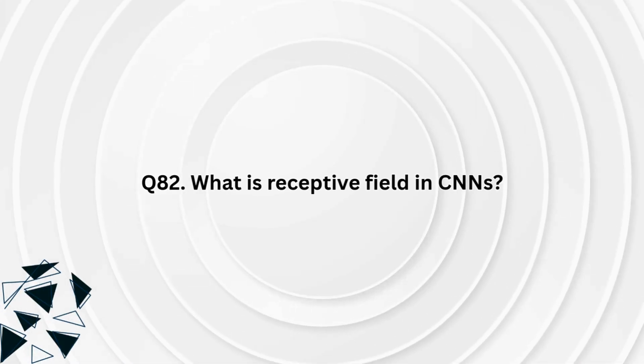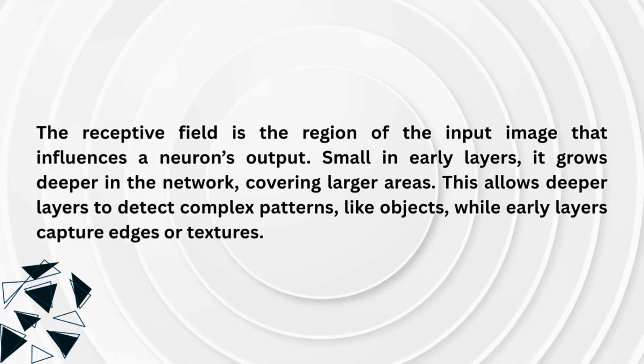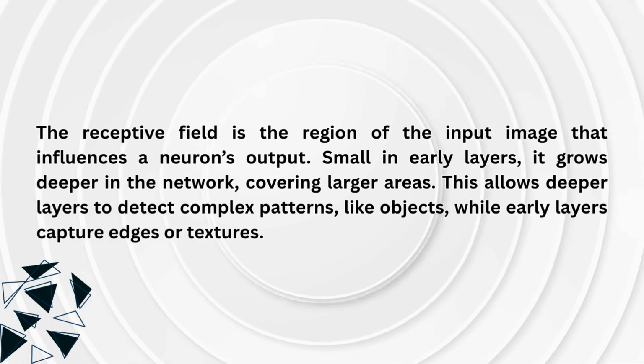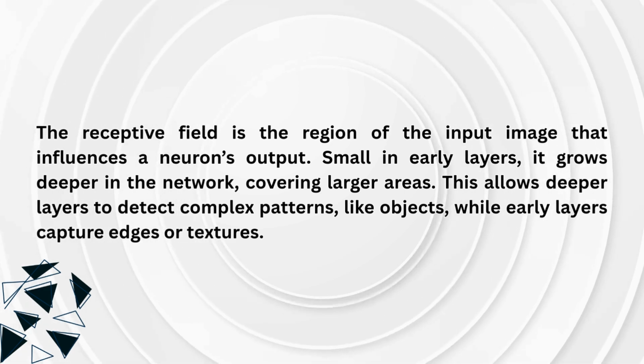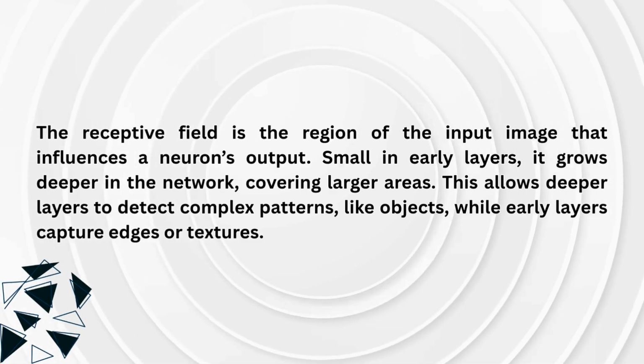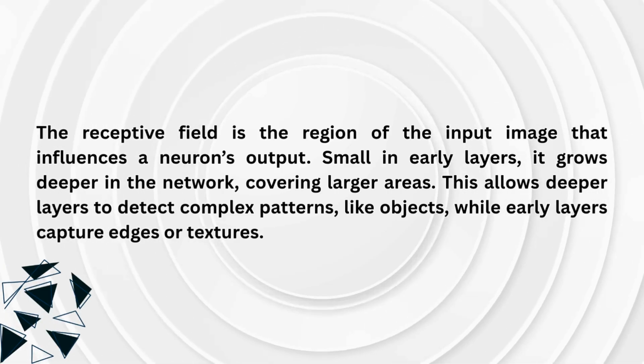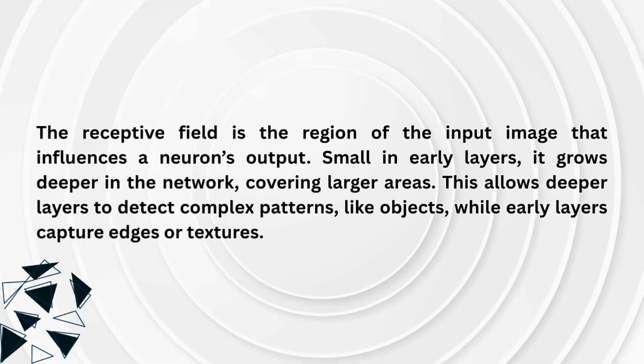What is receptive field in CNNs? The receptive field is the region of the input image that influences a neuron's output. Small in early layers, it grows deeper in the network, covering larger areas. This allows deeper layers to detect complex patterns like objects, while early layers capture edges or textures.